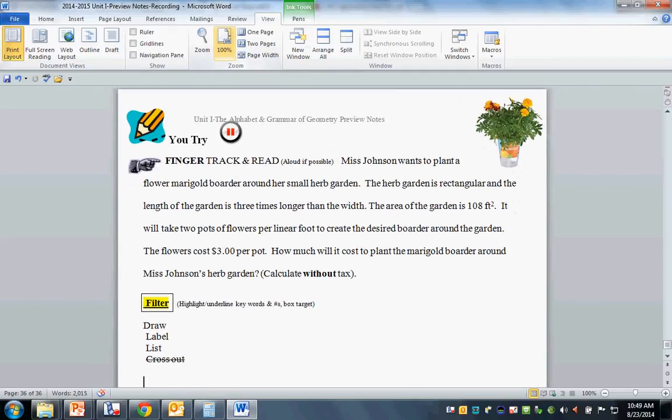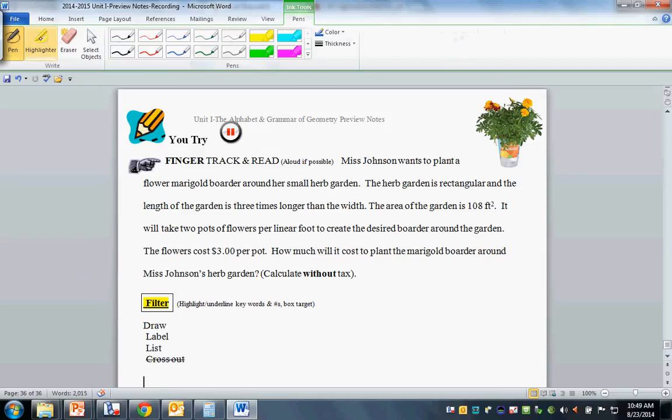All right, let's do this. Finger track and read out loud. Miss Johnson wants to plant a flower marigold border around her small herb garden. The herb garden is rectangular and the length of the garden is 3 times longer than the width. The area of the garden is 108 feet squared. It will take 2 pots of flowers per linear foot to create the desired border around the garden. The flowers cost $3 per pot. How much will it cost to plant the marigold border around Miss Johnson's herb garden?